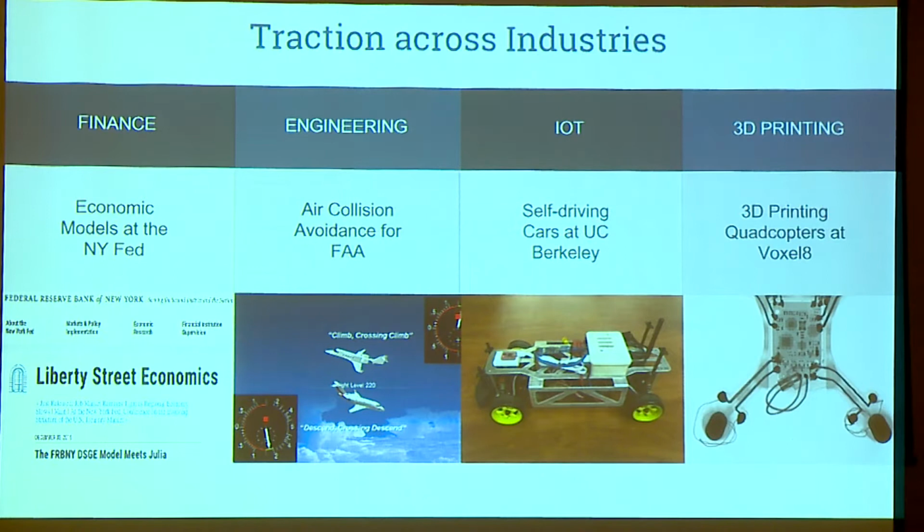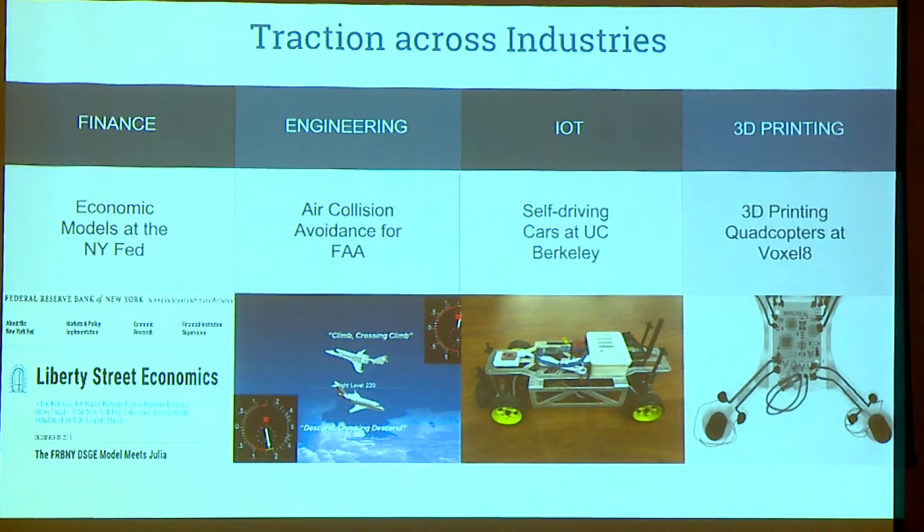We have presence in the finance industry, engineering, IoT and 3D printing, and a lot more, including medical imaging and so on. The New York Fed, the Federal Reserve, uses Julia for their DSGE modeling. I'm not sure what that is, but you can look that up. And the FAA uses Julia for their model of aircraft collision avoidance. So if you're traveling in an aircraft and you see another aircraft next to you, you should be thankful to Julia for not hitting the other aircraft, because those models are written in Julia.